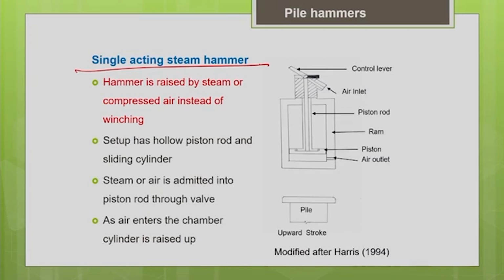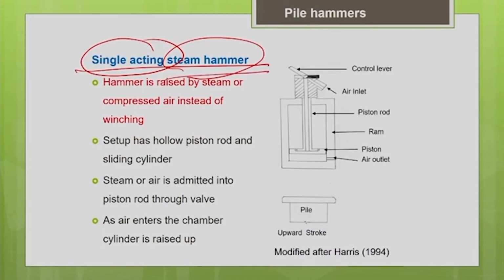Next is the single acting steam hammer. This is an improvement over the drop hammer. As the name indicates, you are going to use steam energy, or you can use compressed air also. Accordingly, you may need a steam boiler or air compressor for this method. Single acting means you use the steam energy only in the upward stroke, that is, when you are lifting the hammer.